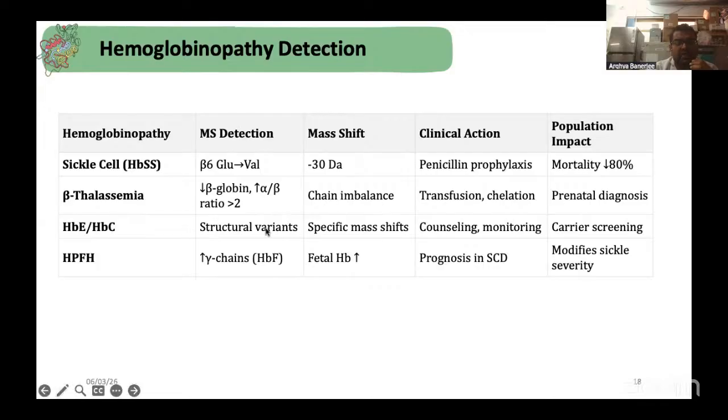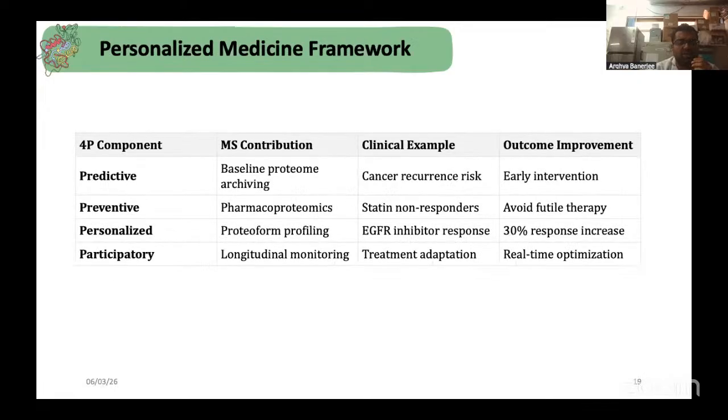Similarly, for structural variants of hemoglobins, counseling and monitoring can be performed, understanding which can be the carrier hemoglobin molecule. Similarly, for HPFP, the gamma chains, the fetal hemoglobin, are monitored, and this can be a prognosis for SCD.